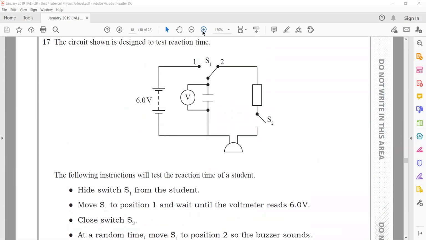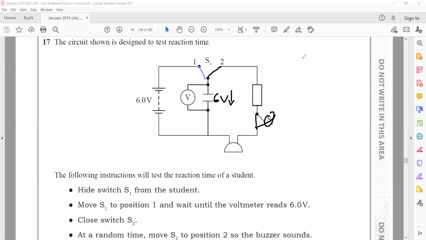Basically, we first charge the capacitor until its voltage is the same as the supply voltage. And we want to check the reaction time of a student. So we close the switch, and then we move S1 to position 2. The moment we connect S1 to position 2, the capacitor starts to discharge, and the voltmeter reading will decrease. What the student has to do is open this switch so that the capacitor will not discharge.